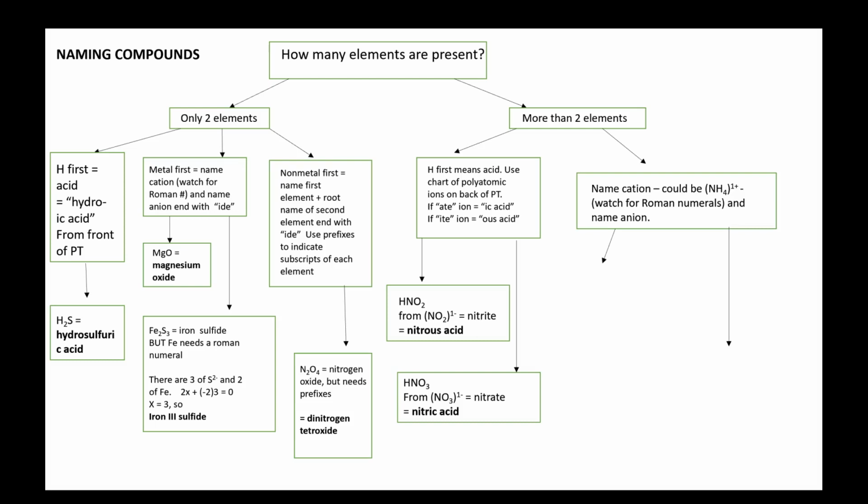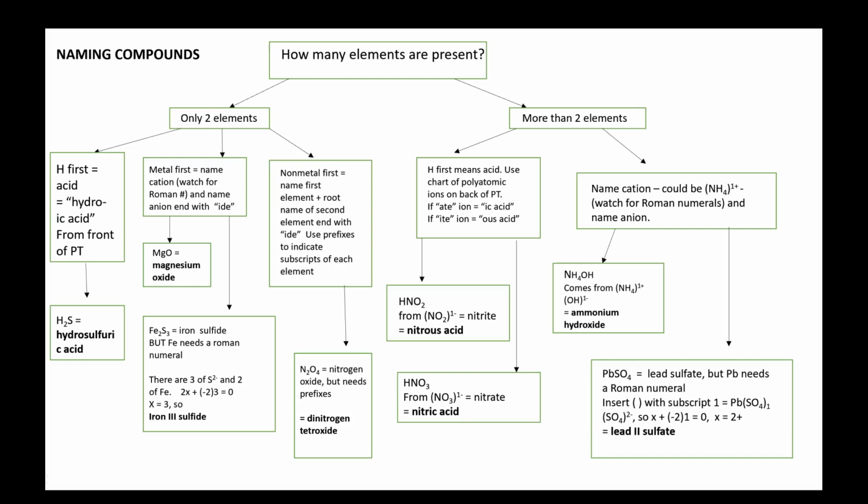If there are more than 2 elements and hydrogen is not first, you want to name the cation and watch out. It could be NH4, and you want to watch for Roman numerals, and then you name the anion. And that's pretty much it. So if I had this, NH4OH, it is not an acid, because H is not written first. It has to be the H first. NH4, I look on the back, is ammonium. OH on the back is hydroxide. So ammonium hydroxide. No Roman numerals there.